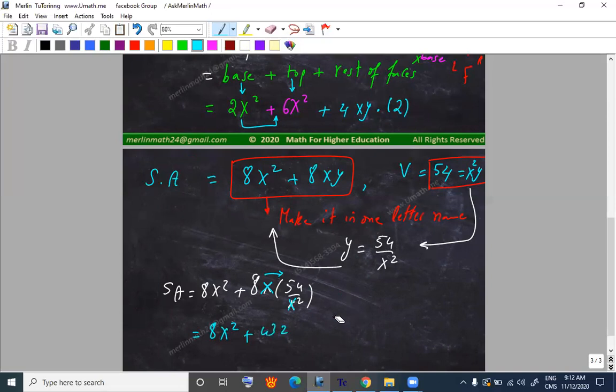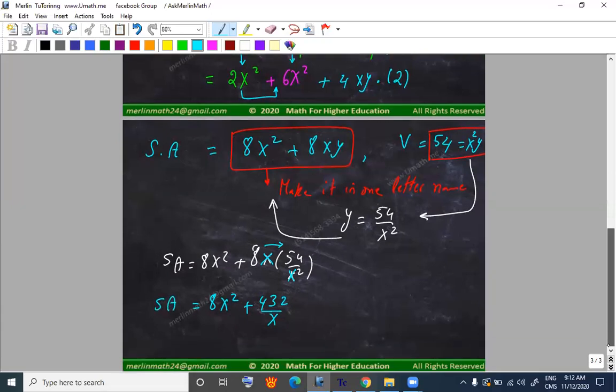Okay, I have 432 divided by x. I simplified the letters, x over x squared. Is it good so far? Yep. Okay. Now, this is the surface area. We say this is step 2. Step 3, so we say to minimize the cost.